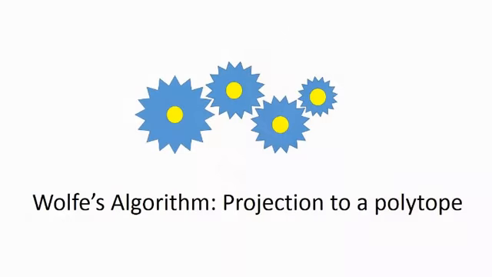So in some sense, this reduces submodular function minimization to finding a minimum norm point on a polytope, projecting the origin to the polytope. And I'm going to change gears now and talk about Wolfe's algorithm to find the minimum norm point.